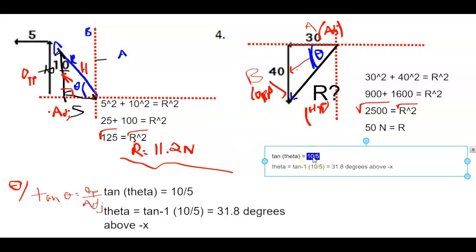So the tangent is the opposite over the adjacent. So the opposite side would be the 40, and we're going to divide it by 30. Okay, that's going to get us a different number, and it's going actually a different direction, so I'm going to take that off too, and we'll talk about that. So when you put that in your calculator, and you can check it yourself, but you should get 53.1 degrees.